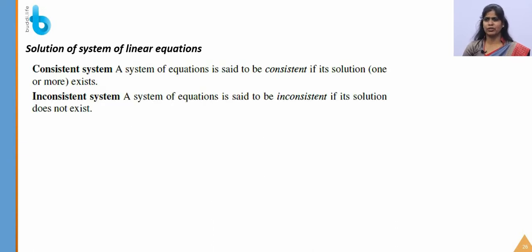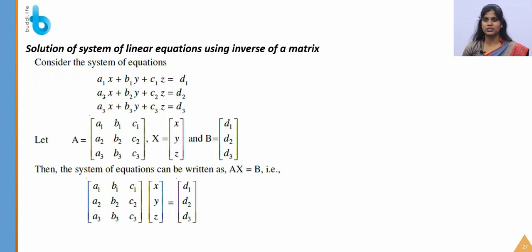Before going for the solution of linear equations, first know what a consistent system and an inconsistent system of equations are. A system of equations is said to be consistent if a solution exists, that is, if one or more solutions exist. A system of equations is said to be inconsistent if its solution does not exist. If a set of equations is given and no solution exists, then it is said to be an inconsistent system of equations. Next we will go for solving equations.